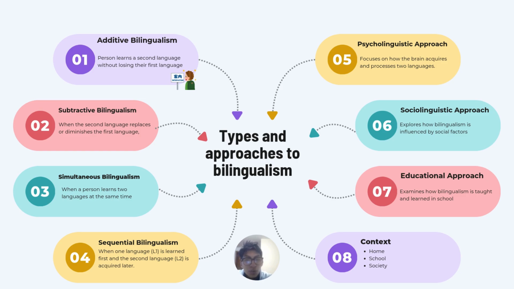And the last one is degree of proficiency. The balanced bilingual is a person who has similar levels of competence in both languages. And the dominant bilingual is a person who is clearly stronger in one of the two languages.